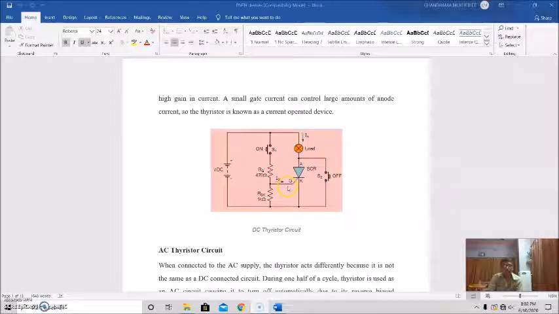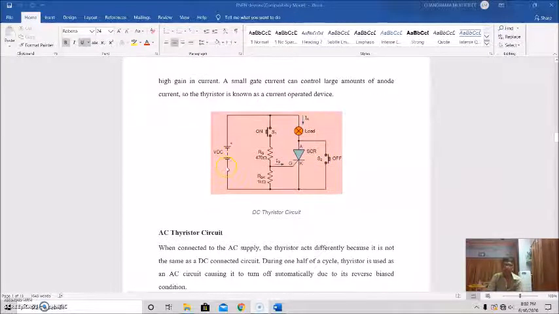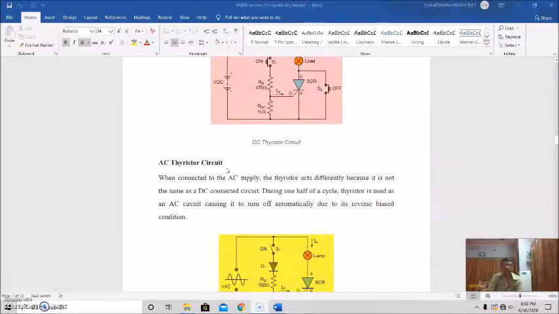Say this is the gate signal. So this will be load. This is load. Okay, so that's all about the DC thyristor circuit and AC thyristor circuit.